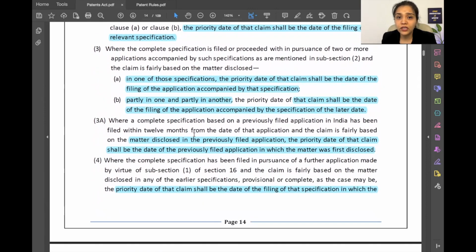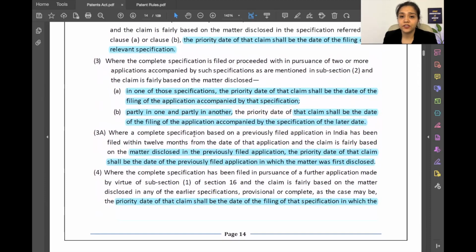Let's come to clause 3, where the complete specification is filed or processed in pursuance of 2 or more applications accompanied by such specification as mentioned in subsection 2, and the claim is fairly based on matter disclosed in one of those specifications, the priority date of that claim shall be the date of filing of the application accompanied by the specification. So let's study clause B as well, and then I'll explain.